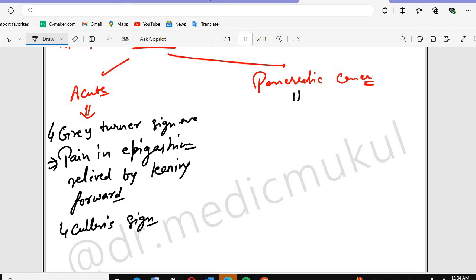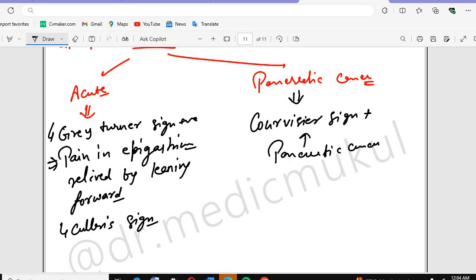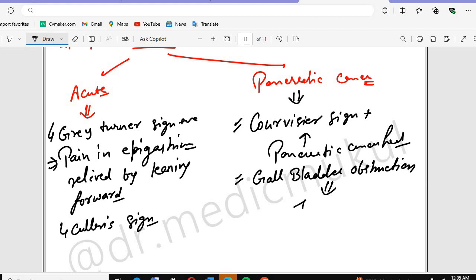Then there is one other thing, the pancreatic cancer. Remember, in pancreatic cancer one sign is positive, that is the Courvoisier sign. This is seen in cancer of the pancreatic head. Just remember the name, the Courvoisier sign. In the pancreatic head you can sometimes see gallbladder obstruction. If there is gallbladder obstruction, mechanical jaundice will be there, and this jaundice would be painless, as this cancer is a painless condition.